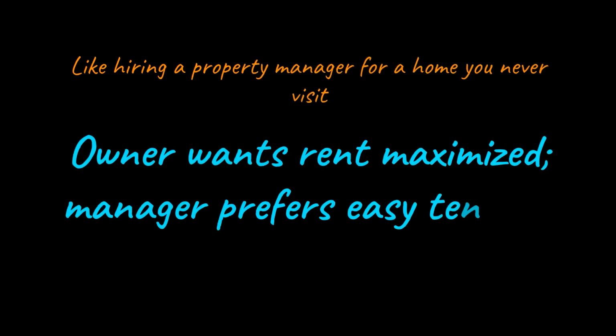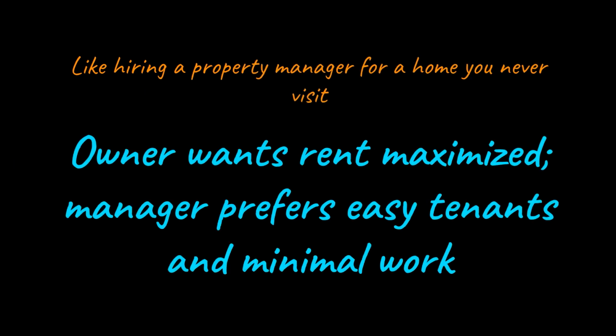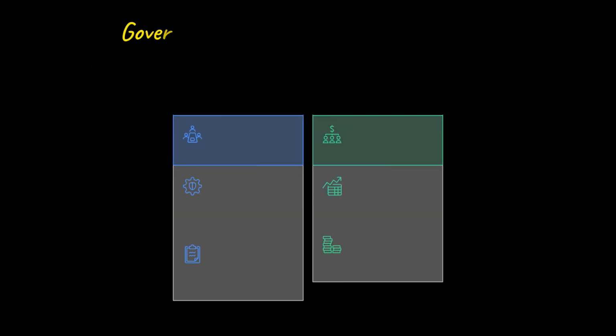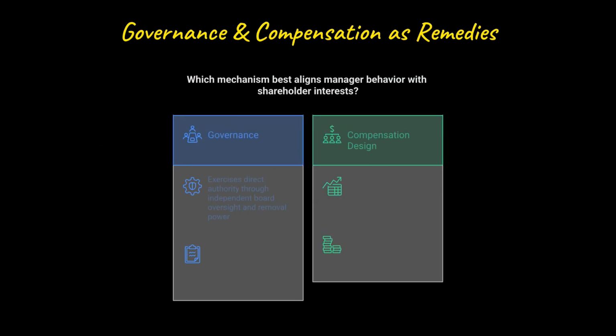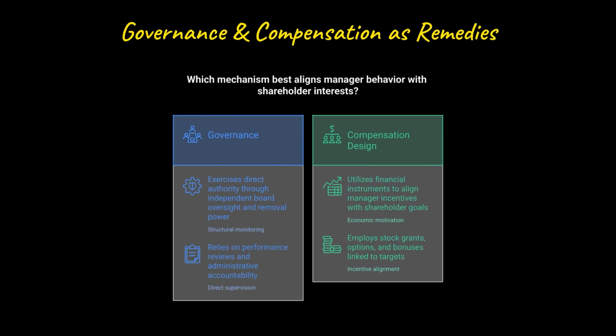The agency problem exists because ownership and control are separated. A founder who both owns and runs a small business has no agency problem. The principal and agent are the same person. But as firms grow and ownership disperses, shareholders must delegate management to professional executives, and that delegation opens the door to misaligned incentives. The standard remedies are governance and compensation design.